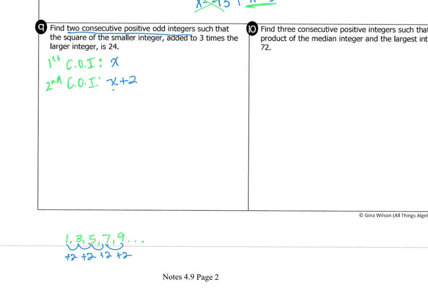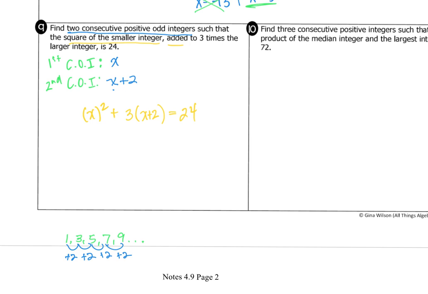Whatever the first number we find, we're going to add 2 to that. That's it. But this is important because we're going to use it to help us plug in and find what those two numbers really are. So looking at this, it says such that the square of the smaller integer between x and x plus 2, x is going to be the smaller, so let's square that. The smaller number squared is x squared. And we're going to add to it, it says, 3 times the larger integer. So 3 times the larger would be x plus 2, and is always means equals 24.